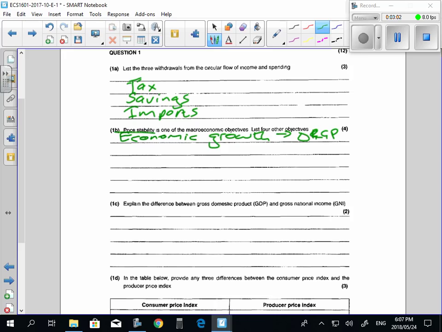The third one, balance of payment stability. Now, balance of payment stability, remember the balance of payments is the account that records the transactions of South Africa with the rest of the world. Okay? And you need to know the different sub-accounts within your balance of payments. Okay, current account, capital transfer account, financial account. Equitable distribution of income.